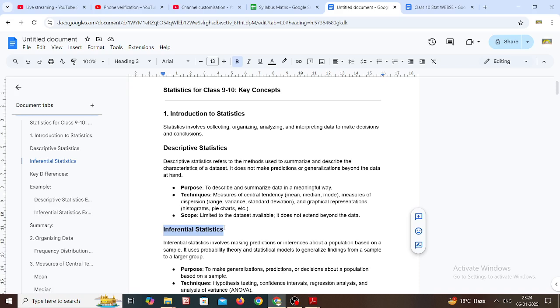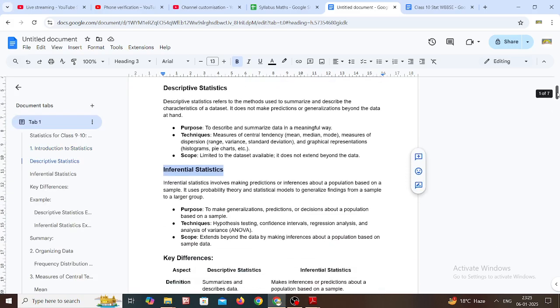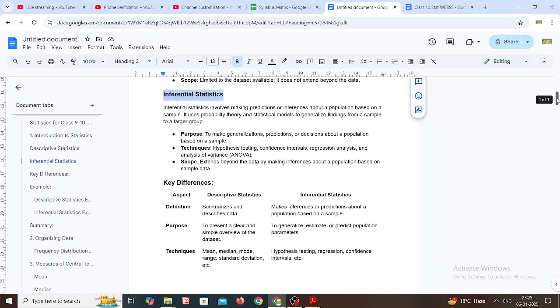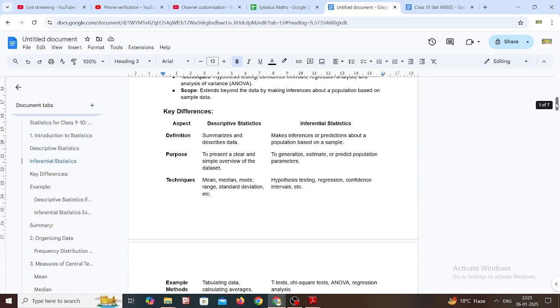But basically, from the starting onwards, I must say that there are two types of statistics. One is descriptive statistics, another one is inferential statistics. Let's move on to the key differences between descriptive statistics and inferential statistics. Aspect of difference, first of all, the definition. Descriptive statistics summarizes and describes data. Inferential statistics makes inferences or predictions about a population based on a sample.